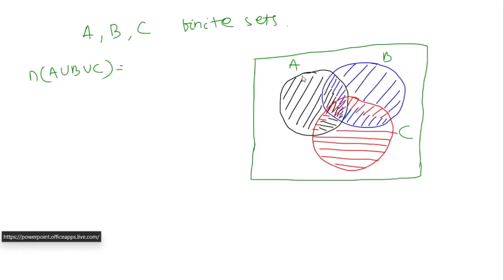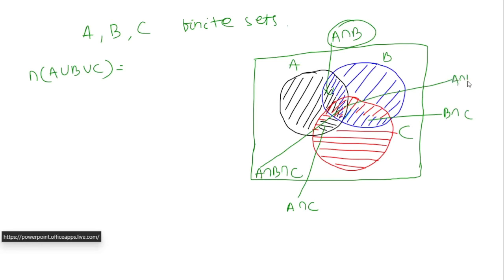here if I am counting the number of elements in set A, then I am also including this part, that is A intersection B, and also this region, that is A intersection B intersection C, and also this region, that is A intersection C. Similarly, when I count the number of elements in B, I am also counting A intersection B, B intersection C as well as A intersection B intersection C. And the similar case for C. When I am counting the number of elements in C, again I am counting A intersection C, B intersection C as well as this A intersection B intersection C.